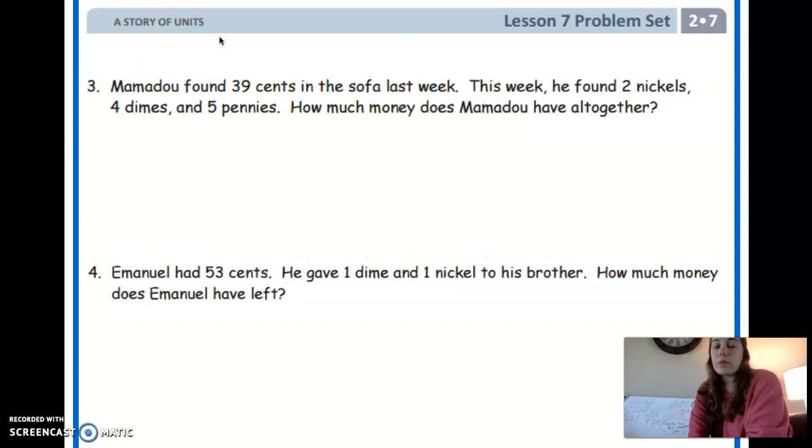Number 3 is Mamadou found 39 cents in the sofa last week. This week, he found 2 nickels, 4 dimes, and 5 pennies. How much money does Mamadou have altogether? And number 4, Emmanuel had 53 cents. He gave 1 dime and 1 nickel to his brother. How much money does Emmanuel have left?